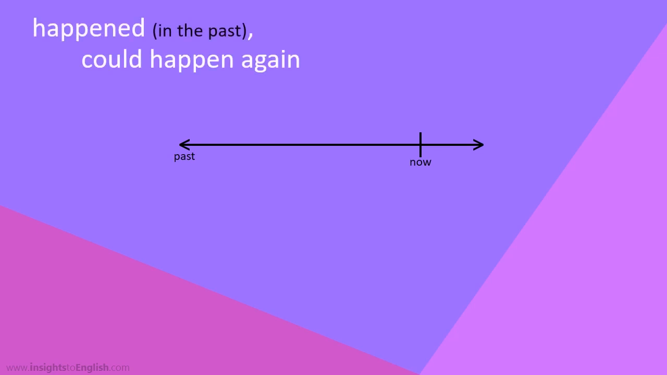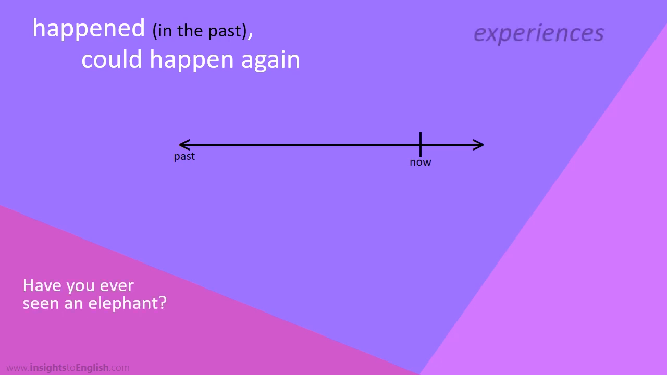Let's start with drawing a timeline. Great. Seeing it might help. Suppose the present is here, and to the left is the past. The more to the left we go, the further in the past it is, and to the right is the future. Got it. All right. One way we use present perfect is for events that have happened in the past, and there's a good chance they'll happen again. We use this when talking about experiences.